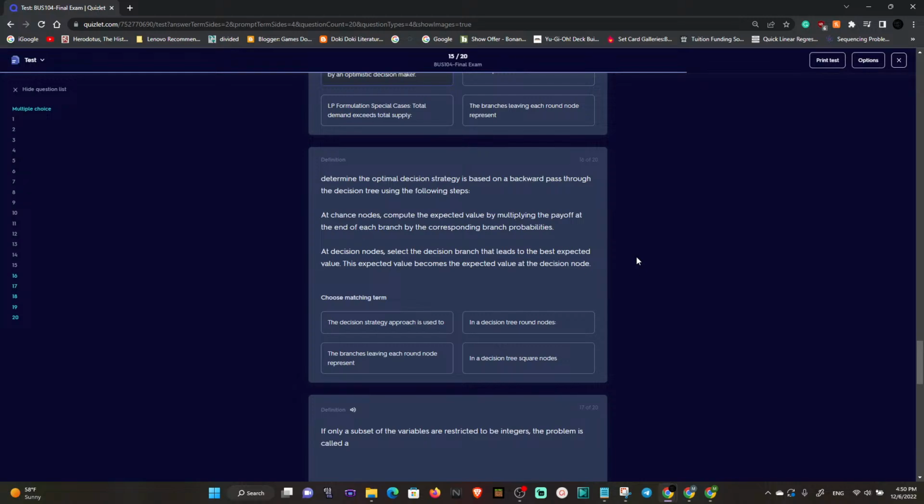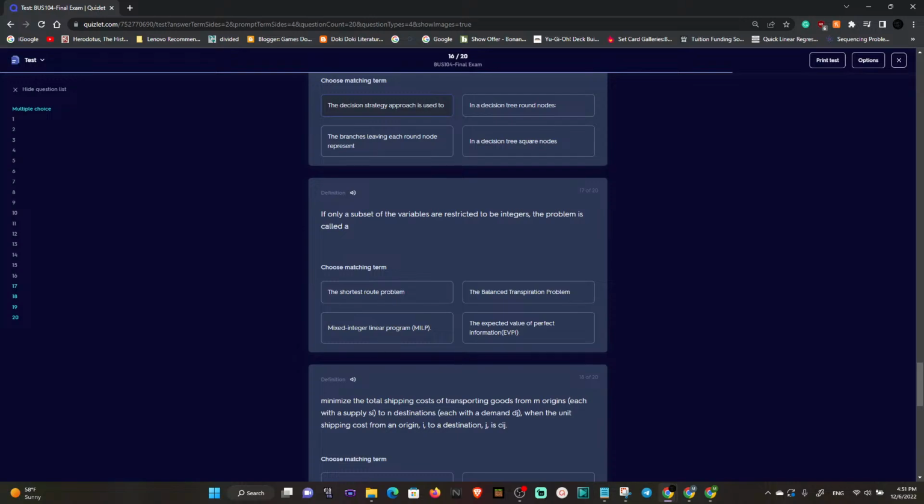The optimal decision strategy is based on a backward pass through the decision tree using the following steps. At chance nodes, compute the expected value by multiplying the payoff at the end of each branch by the corresponding branch probabilities. At decision nodes, select the decision branch that leads to the best expected value. This expected value becomes the expected value at the decision node. So it's a decision strategy approach. A. Okay. I'm up next.